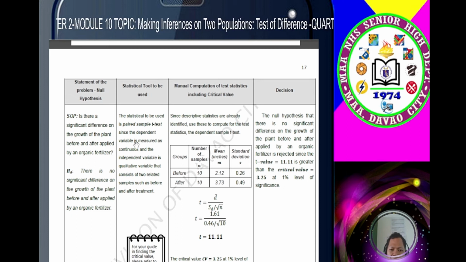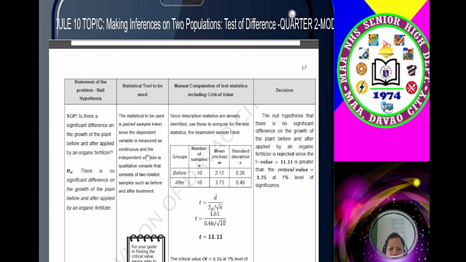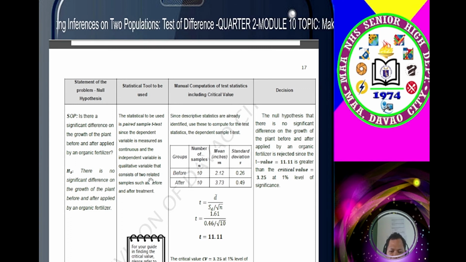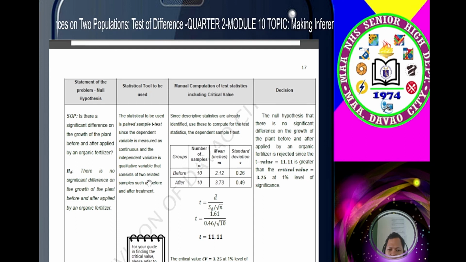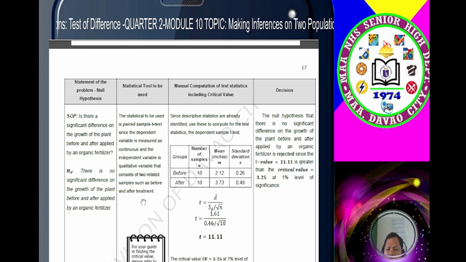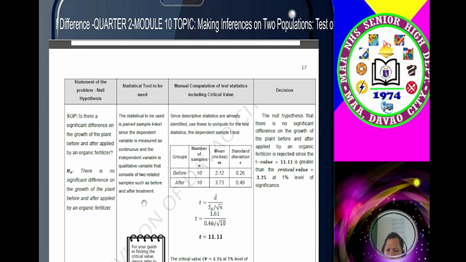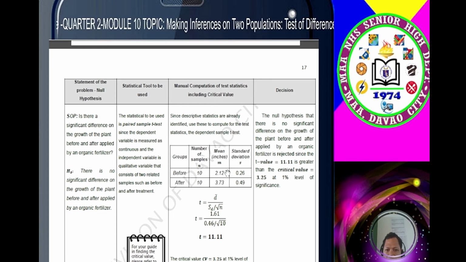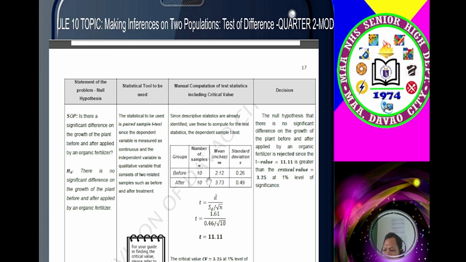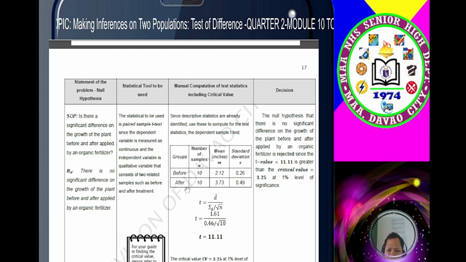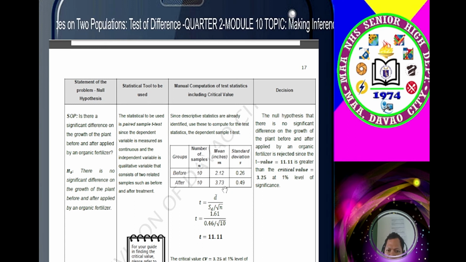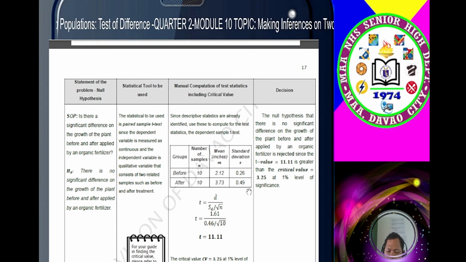So we will use here the paired sample t-test. Why? Because the variable is continuous, and it consists of two related samples, before and after. That is your clue when to use the paired sample t-test. You have the before and after. So here's now the summary of our data. Before and after, our sample is 10. Our mean is 2.12, then 3.73 for the after, SD 0.26 and 0.49.